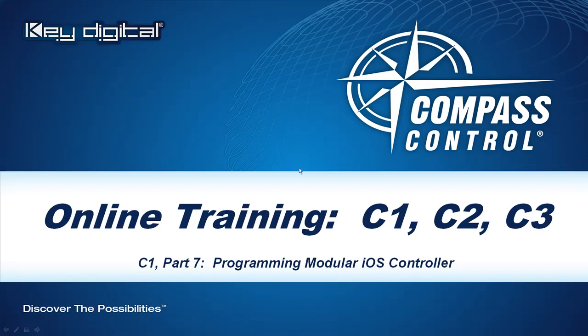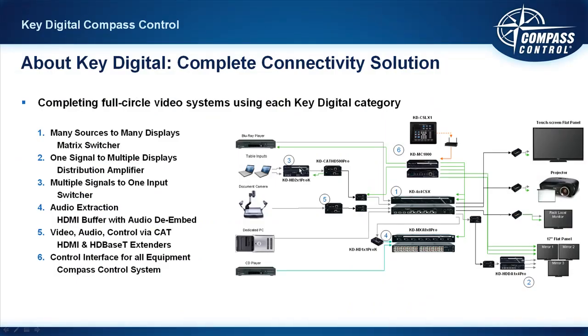And adding an iOS device is actually very simple if you followed the instructions that we recommended from C1 Part 6 and built your program of your Zigbee remote control using modules, as opposed to standard one-way IR libraries.